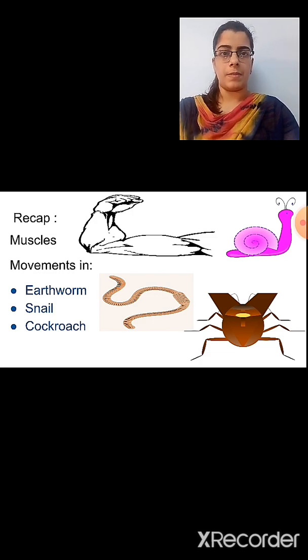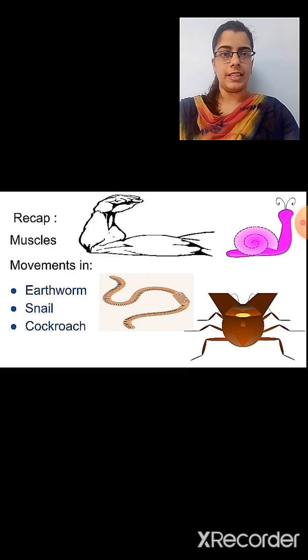Then we studied about the snail. We see the outer covering on the snail's body. What is this outer covering called? This is called a shell, and the shell is the outer skeleton of the snail's body. How does the snail move? The snail moves in a wavy motion.